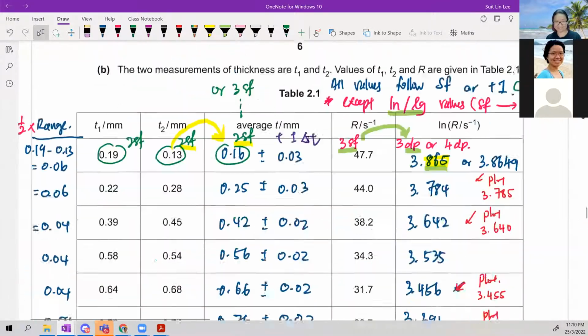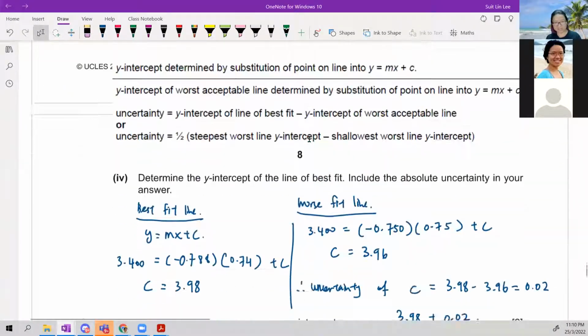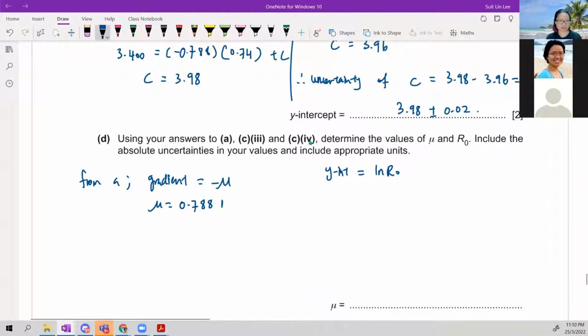Okay. Don't panic, don't convert anything. No need, just mm^-1. All right, y-intercept is ln R naught, and this 3.98 is ln R naught. So R naught is equal to e to the power of 3.98. Calculator. Okay, I get 53.5. I stick to the same SF.